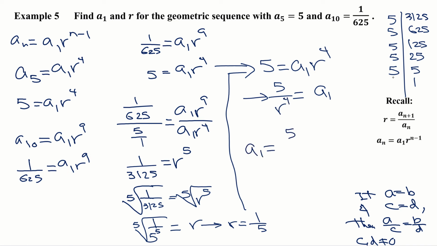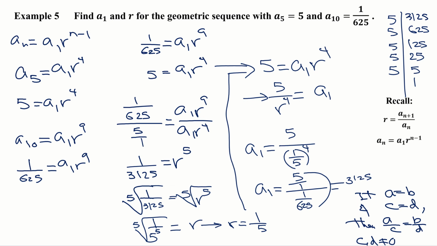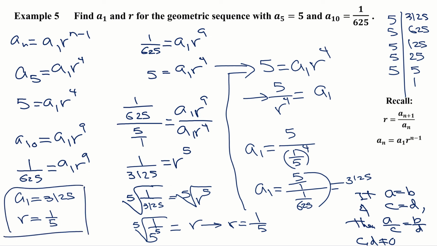So we get a1 equals 5 over r, which is 1/5 to the 4. So we get a1 equals 5 over 1 over, now that's going to be 5 to the 4, that's 625. So now again, we do the outer product, which is going to be 3125 over the inner product, which is 1. I don't need to write it. So there we have a1 and r. So a1 is 3125 and r is 1/5. All right, so a little bit more interesting than the simpler one that we have seen so far, but still quite manageable. So please make sure you can handle something like that on your own, and we'll proceed.